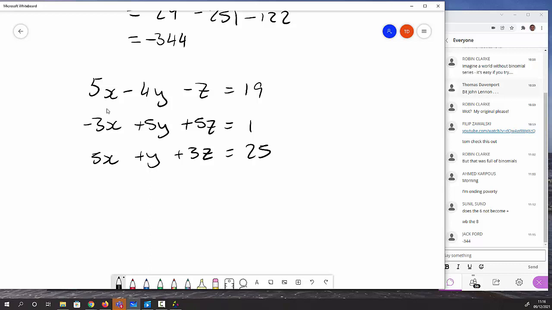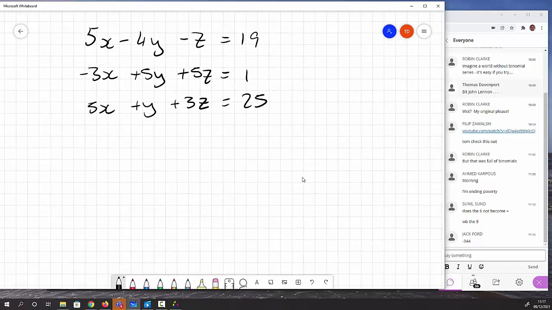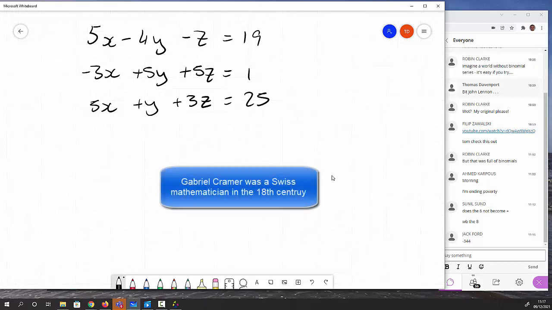Some of you probably know about multiplying this first equation by 5 and adding it to the second equation, and then multiplying the first equation by 3 and adding it to the third equation. That would give us 2 equations in 2 unknowns, and then we'd have to do something with the y's in the two new equations, that would just give us x, and then we'd do all the back substitution and everything. But what I want to do today is look at a different way of solving it, which is a method invented originally by Gabriel Cramer, a French mathematician in the 18th century.